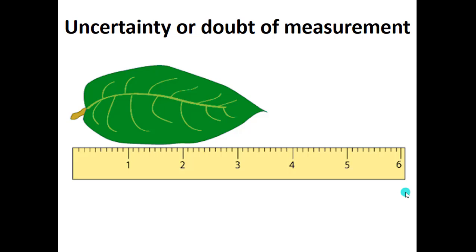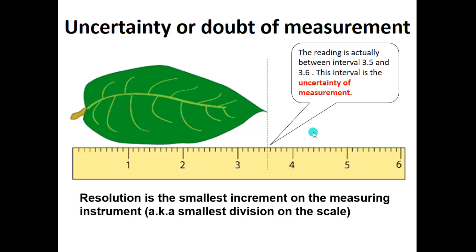For example, let's say you are trying to measure the length of a leaf. The ruler has a resolution of 0.1 centimeter. Resolution refers to the smallest increment on the measuring instrument, or sometimes we call it the smallest division of the scale. So what would be the length of the leaf? You are sure the leaf is at least 3.5 cm. You are pretty confident on that.